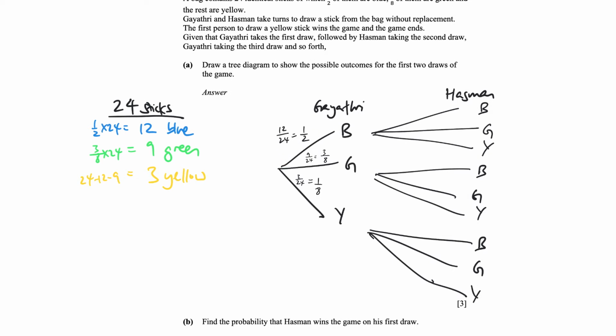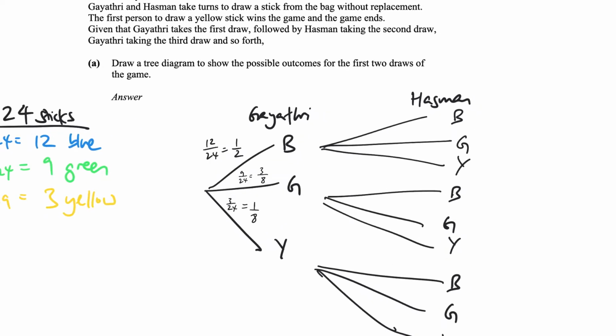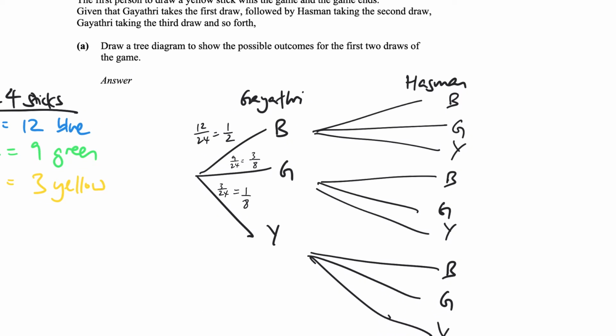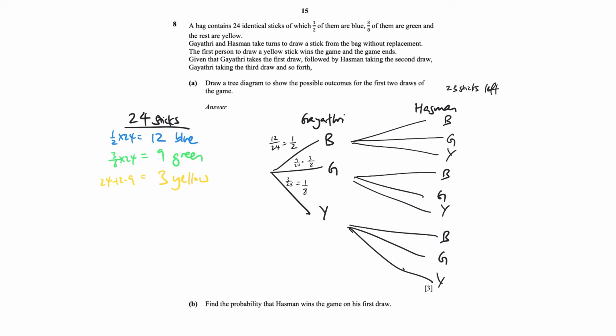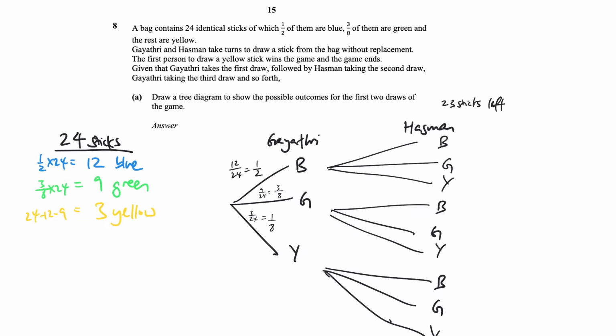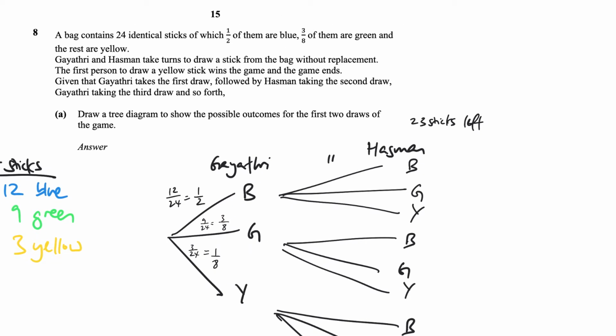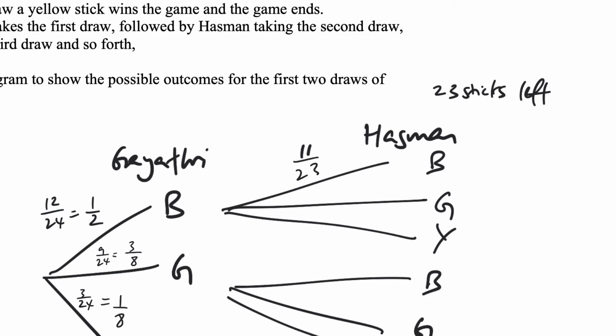And so, for Hasman, let's say for the first round, Gayatri drew a blue one, so it means that Hasman will only have 11 blue left. So over here, you must remember that Hasman only has 23 sticks left. And so, if Gayatri drew a blue at first, how many blue are left? 11. So this will simply be 11 blues left out of a total of 23 sticks that are left.